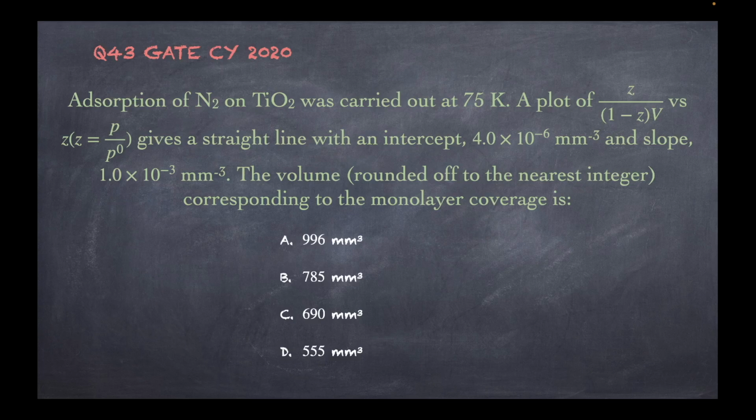So four options are given here. This question is about the adsorption of nitrogen gas on a TiO2 surface, so we have to use the BET isotherm or BET equation to solve it. An intercept and slope are given for the straight line plot, and we have to find the volume corresponding to the monolayer coverage. Okay, so let's find this.